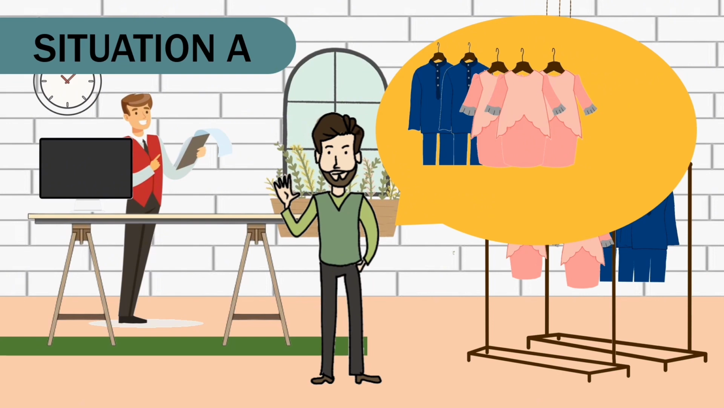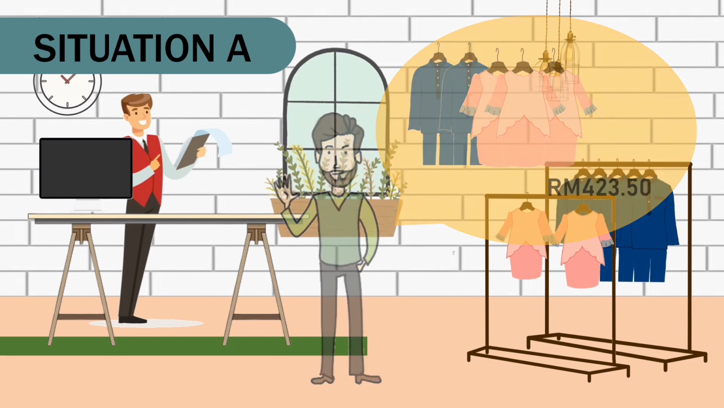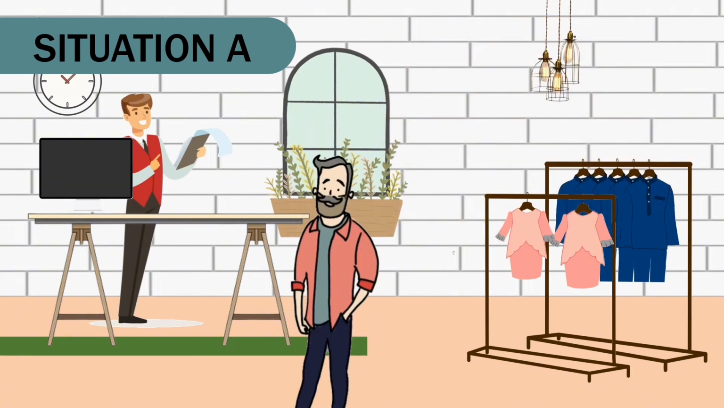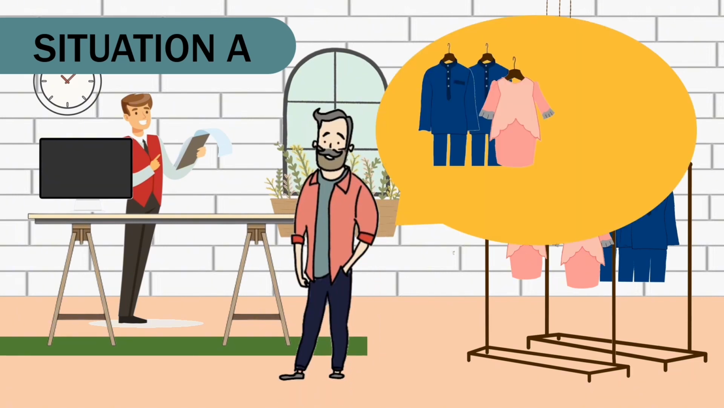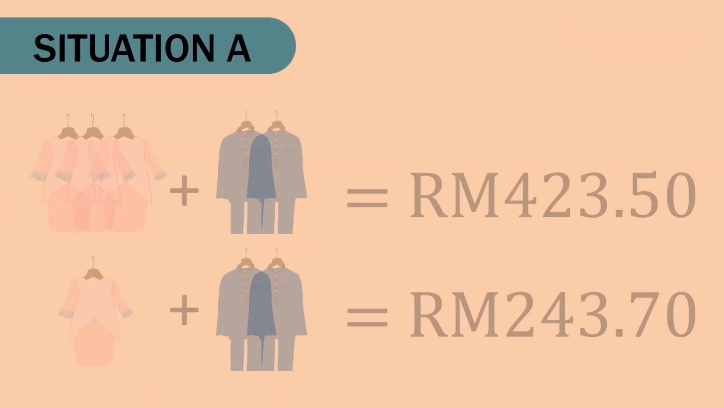Mr. Anas went to the counter to pay for the baju raya. The cashier said the total for the baju raya bought by Mr. Anas is RM423.50. Meanwhile, Mr. Firas bought 1 baju kurung and 2 baju Melayu for his kids. Mr. Firas went to the counter and the total paid by Mr. Firas is RM2,043.70. Okay, let's put all the information in an equation.